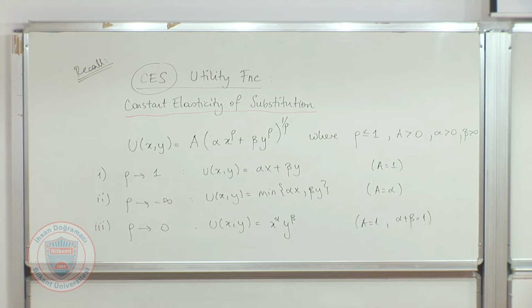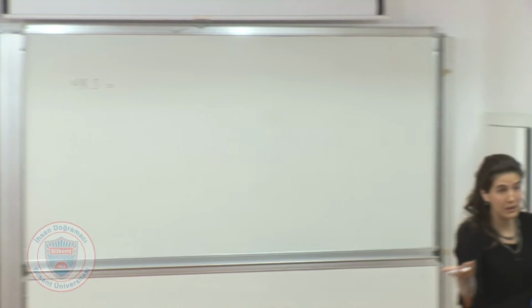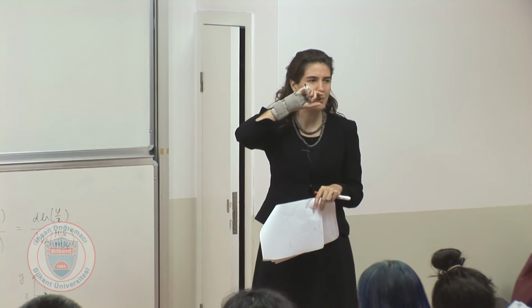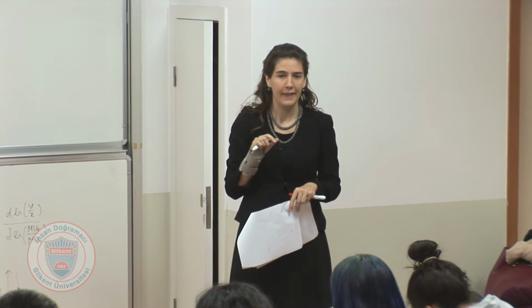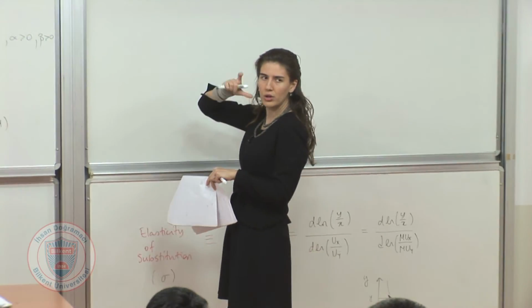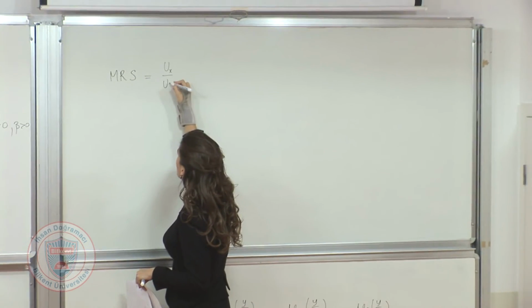MRS was, right? You said that it's the absolute value of the slope of the indifference curve, or the easy way to compute it was the ratio of the marginal utilities, right? Or the partial derivatives. So this is u of x over u of y, right?